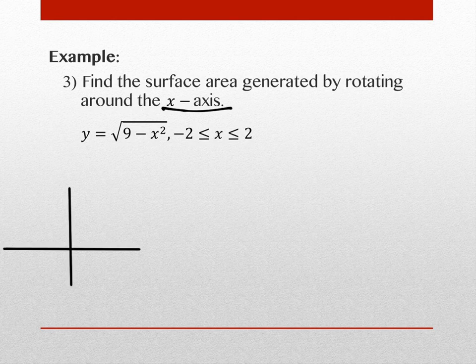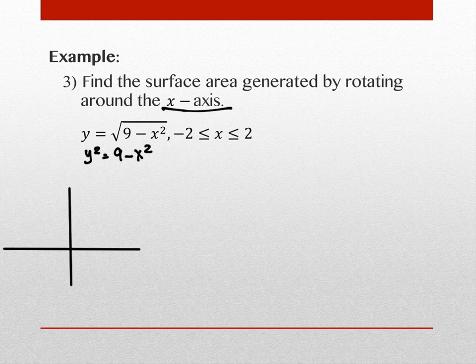Let's think through what would happen if we squared it. I know your calculator did it for you too. If you squared both sides, what would you get? 9 minus x squared on the right, and on the left, y squared. So it would say y squared equals 9 minus x squared. What if you move the x squared to the other side? So it would say x squared plus y squared equals 9. That's an equation of a circle.